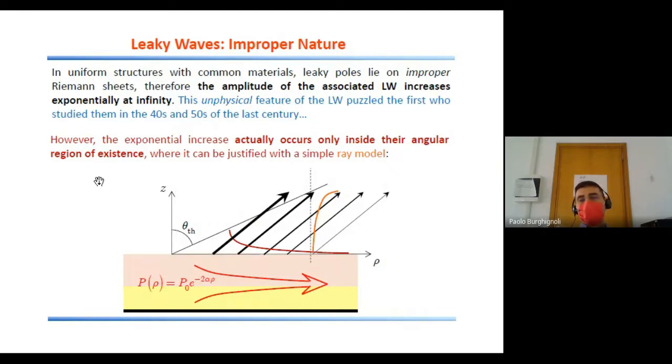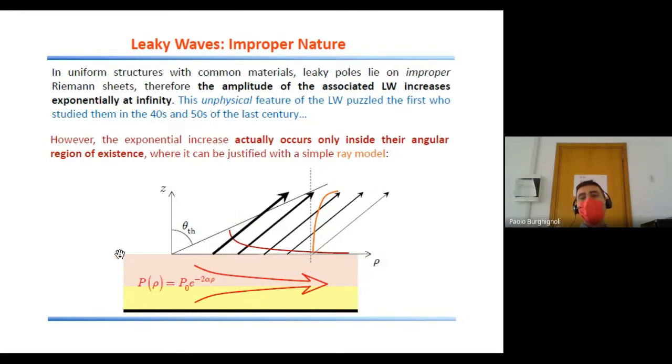Note that this improper nature is not extended to all kinds of leaky waves. There also exist proper leaky waves. However, to get those kinds of waves, you need to either consider structures with some special medium, like, for example, a metamaterial with negative value of the permittivity and of the permeability, or you need to consider periodic structures. That is, structures that are fundamentally different from the one we are considering here.